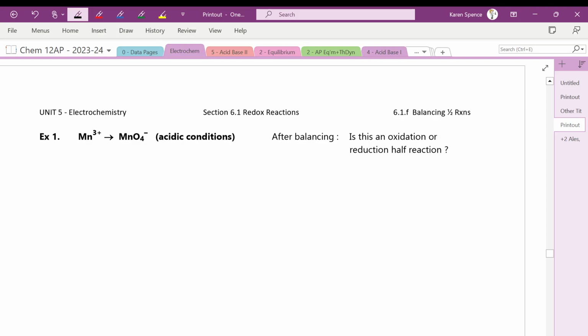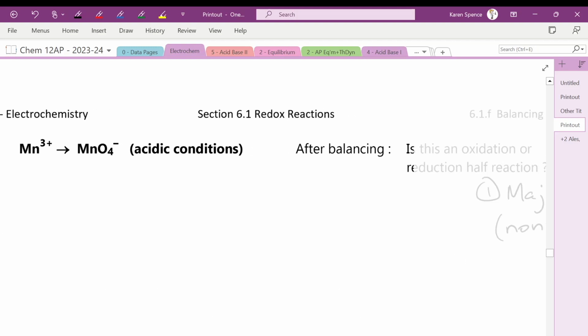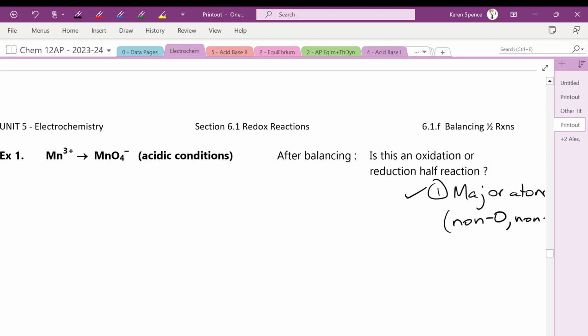All right. So we have Mn3+ goes to MnO4-. So our first step is to balance the major atoms, which is atoms that are non-what? Non-oxygen, non-hydrogen. Who is the only one here that is non-oxygen, non-hydrogen? Mn. Is it balanced? Yes. So, oh look, step number 1 is done. Okay.